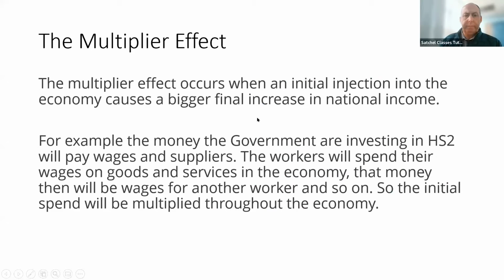Now, the whole point of government is to grow our economy. One effect they can take advantage of is the multiplier effect. This occurs when an initial injection into the economy causes a bigger final increase in national income. So, for example, the money the government are investing in HS2 will pay wages and will pay suppliers for goods such as bricks, gravel, sleepers for the railway, and so on. The workers will spend their wages on goods and services in the economy, and that money will then become the wages for another worker, and so on. So the initial spend will be multiplied out throughout the economy.